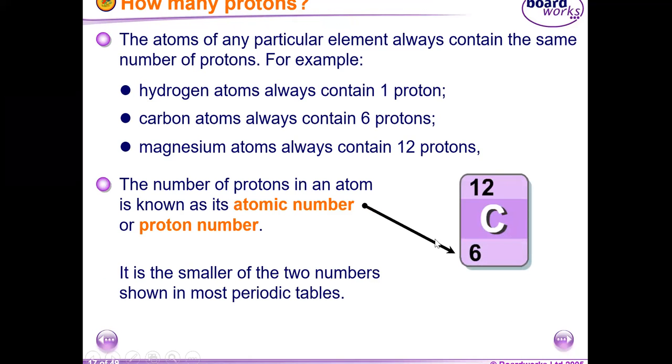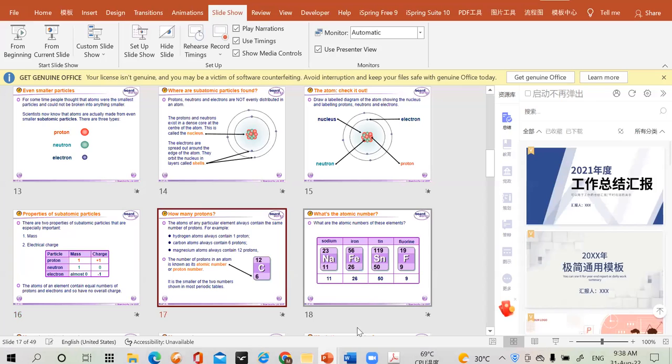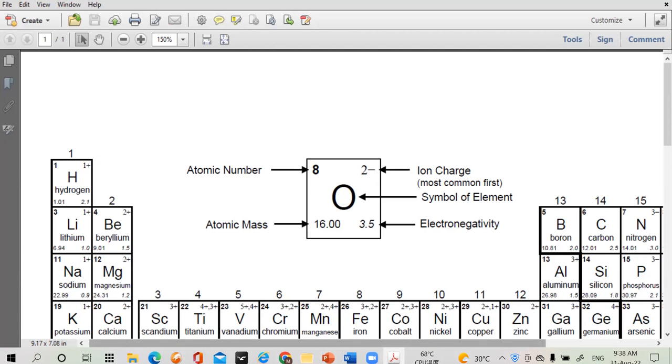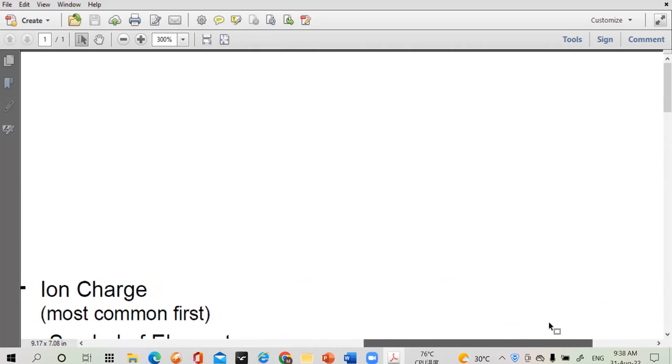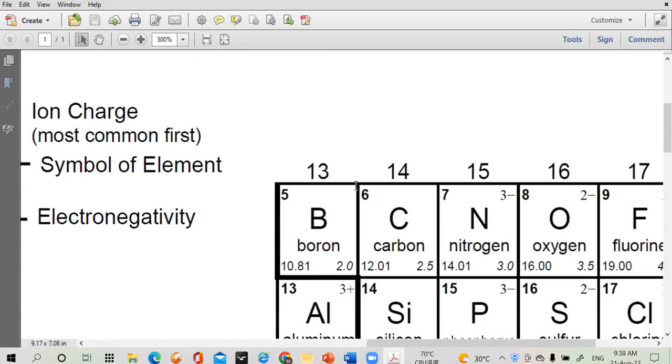Now, there are 2 versions of the periodic table. In the UK version, because they hate America, they have this flipped. Notice here, if you have carbon like this, 12 is on top, 6 on the bottom. On the American version, you have it the other way. In the American version, the 6 is at the top, the 12 is at the bottom.